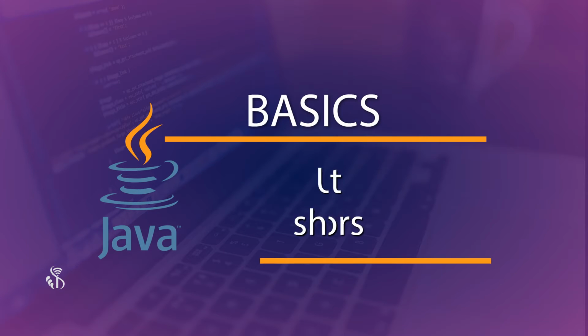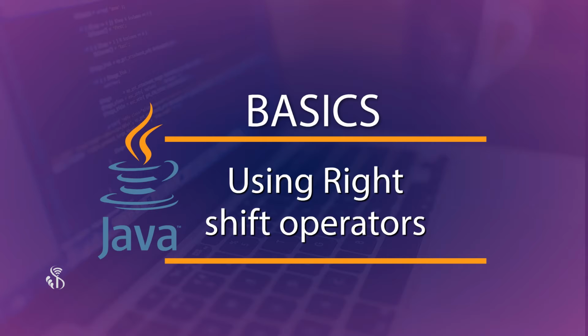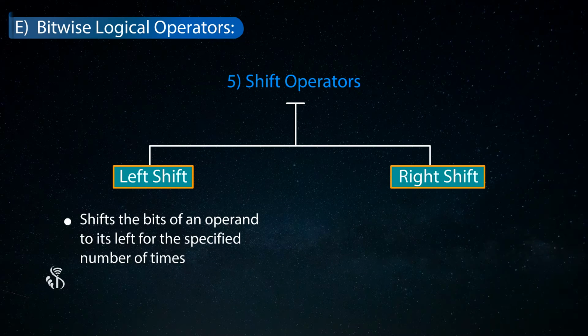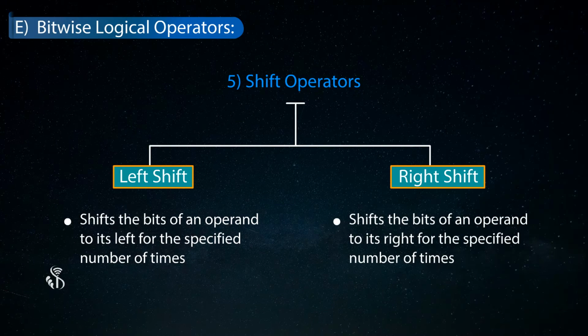Java Basics. Right shift operators. As the name suggests, the right shift operator shifts the bits of an operand to its right for the specified number of times.